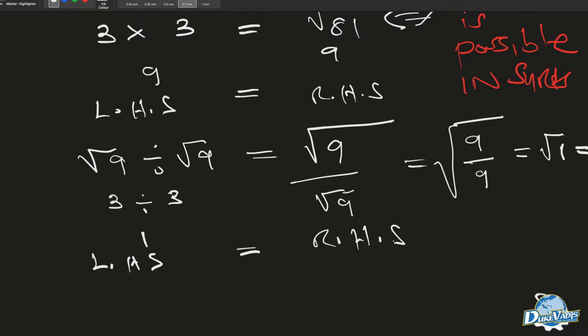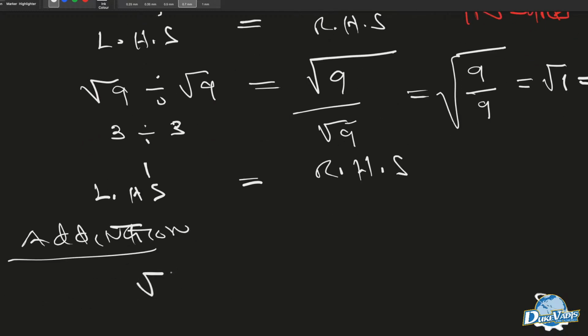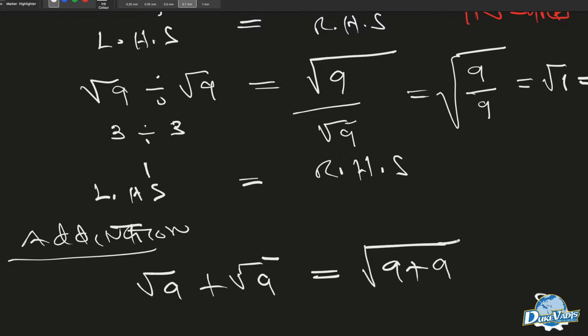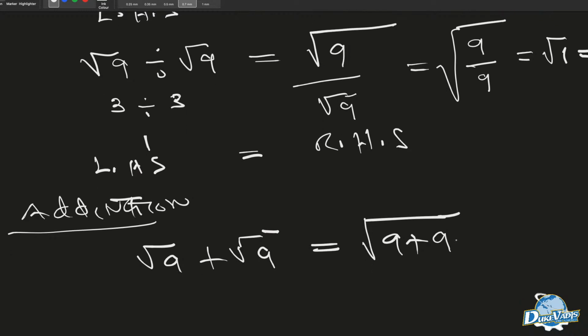Now, let's take the same number and apply it to addition. So square root of 9 plus square root of 9. Can we say it's the same as square root of 9 plus 9? This is addition. Let's see whether it's true.